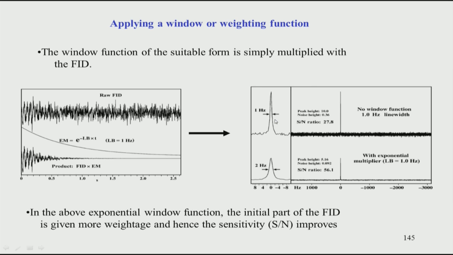If I do not apply any window function, if I take this directly, you should look at this picture here. If I directly take a Fourier transform of this FID, I will get a spectrum like this, a peak like this, and the signal to noise has been shown to be 27.8. This whole thing has been taken from the book by Keeler and Pavia, one of the books that explains all this. The signal to noise has been calculated to be 27.8. That is the height of the signal divided by the height of the noise.